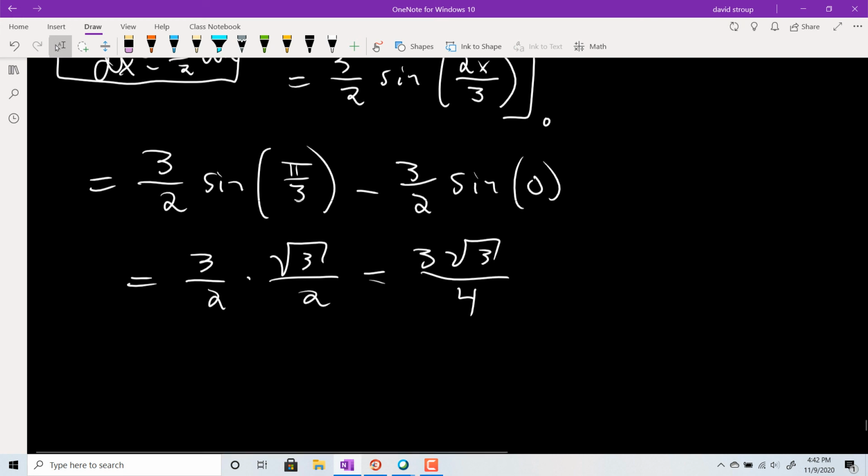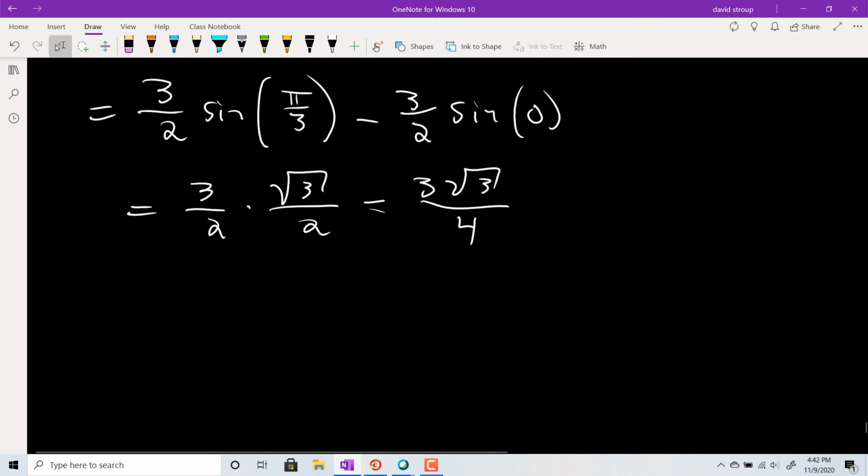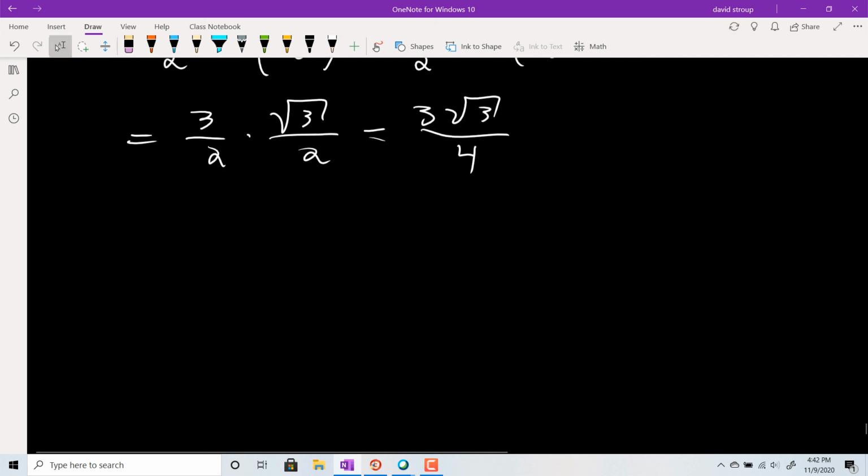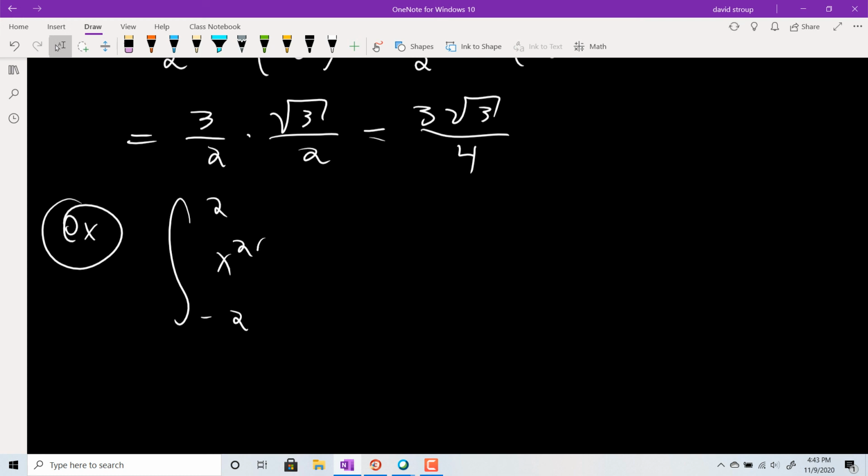Okay, let's look at one even function. Here's an even one. Example: the integral from negative 2 to 2 of x squared times x squared plus 1 dx.